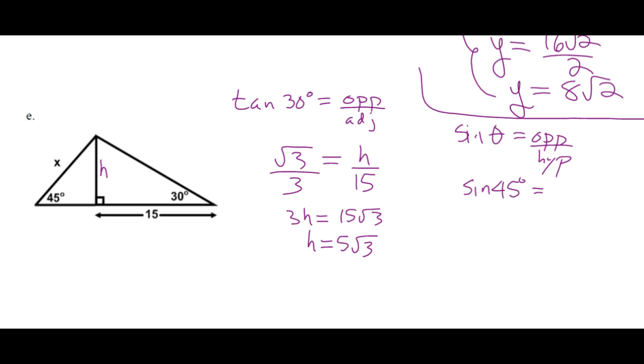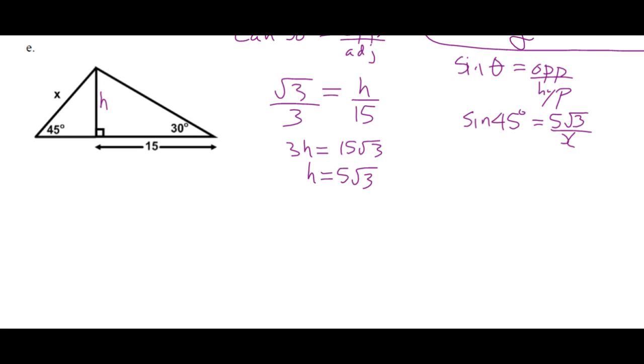But h is 5 root 3. So we can go 5 root 3 over hypotenuse, which is x. Because 45, we got a choice, right? Root 2 over 2 or 1 over root 2. What is the choice? Wrong choice. 1 over root 2. What was the rule? The rule was, when I cross multiply, I want this to go with a number, not radical. So 1 over root 2.